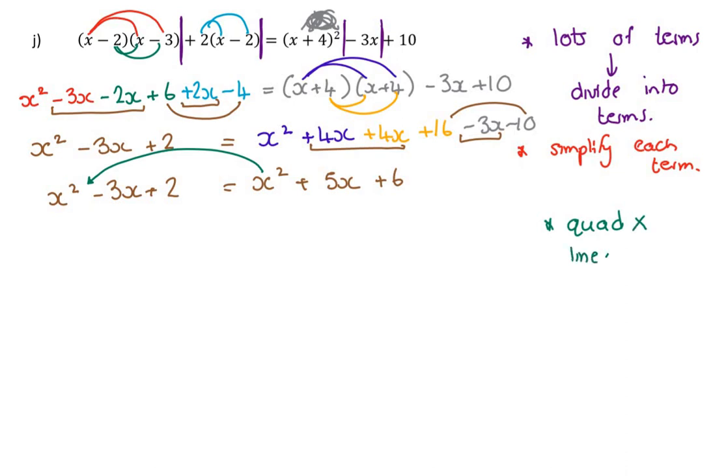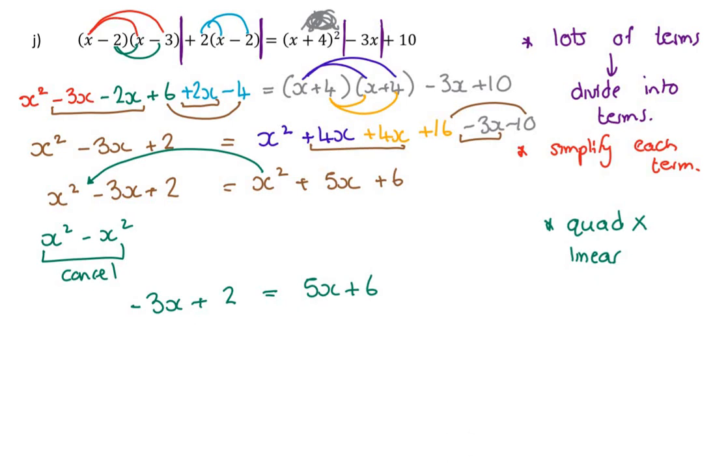And the moment I do that, I realize it's not quadratic. It's actually linear. Because the moment I minus, x squared minus x squared, they're going to cancel. So actually, I'll end up with minus 3x plus 2 equals 5x plus 6. This actually is a linear equation. It's not even quadratic. And this often does happen. Something appears to be quadratic and then it's not.